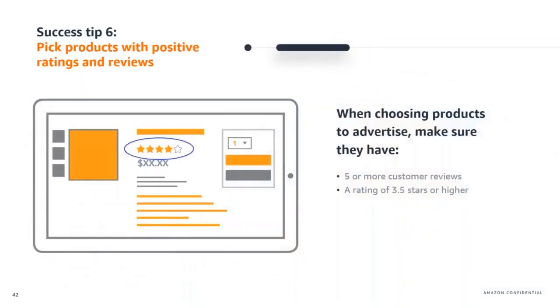And finally, let's talk a little bit more about ratings and reviews. So when it comes to buying a product, sometimes the most important factor for shoppers is actually the opinion of other shoppers. And that's why we recommend advertising products that have 5 or more customer reviews and have a rating of 3.5 stars or more. You're investing in ads to help drive traffic to your product and encourage sales. And you can help improve your opportunities by choosing well-reviewed and well-rated products from your catalog.